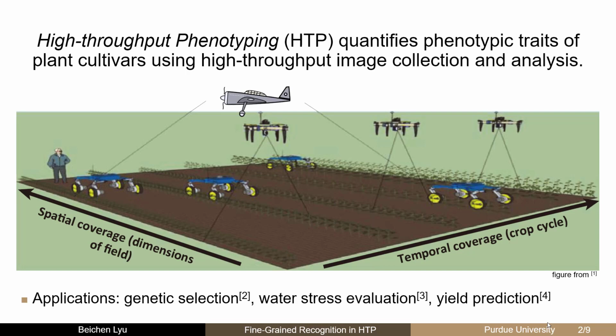Unlike traditional plant imaging, HTP has several unique applications. Genetic selection, or plant breeding in agronomy, because now we are studying the unit of plant cultivars. Water stress evaluation, because we are studying the phenotypic traits of the plant itself, like vegetation indices with additional information like soil moisture and irrigation practice. Also, yield prediction at a very high resolution of plant cultivars and also at a high throughput. For example, in our experiments per year, we collect millions of images for thousands of plant cultivars.